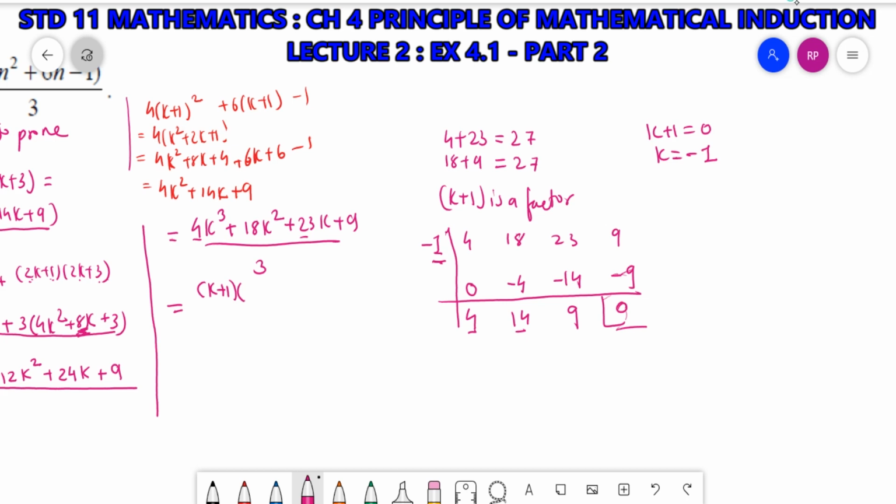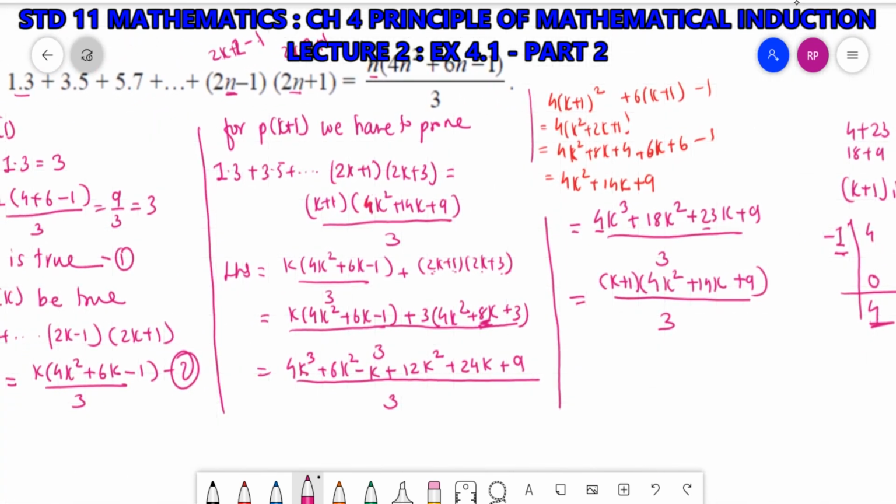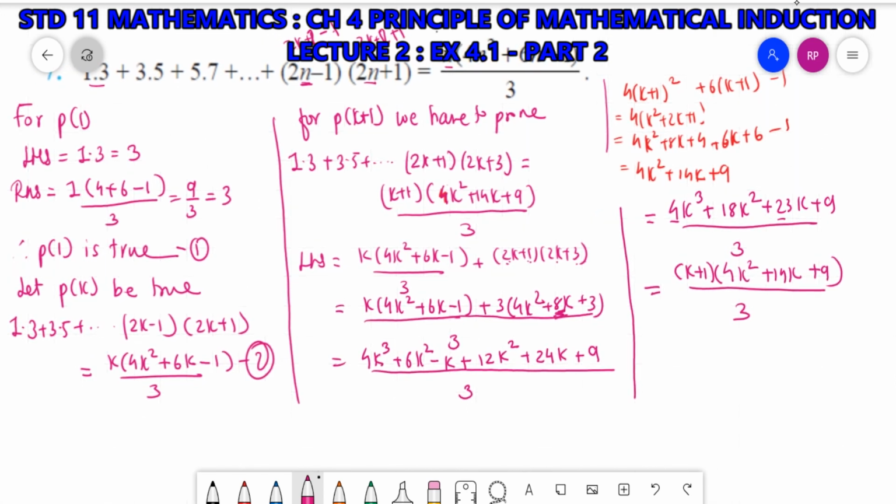Now what is the first term? It was a cube, so we jump to the next, that is k square. 4k square plus 14k plus 9 upon 3. So this is our answer, right? And you can see here, this is our RHS: k plus 1, 4k square plus 14k plus 9. So this is our RHS.